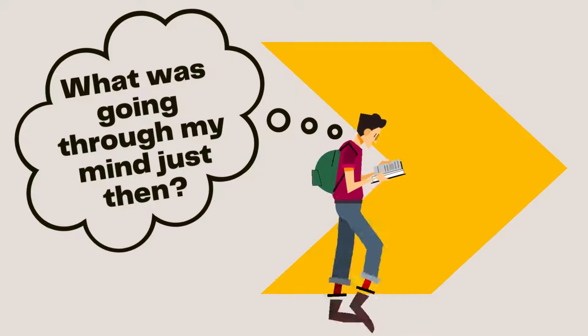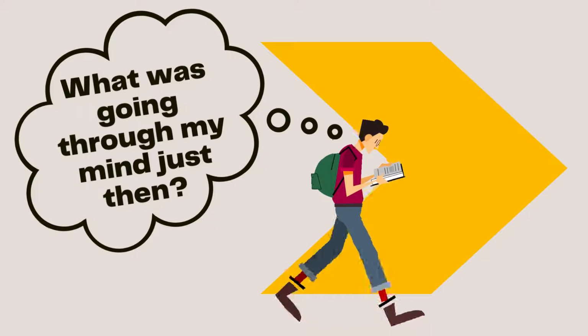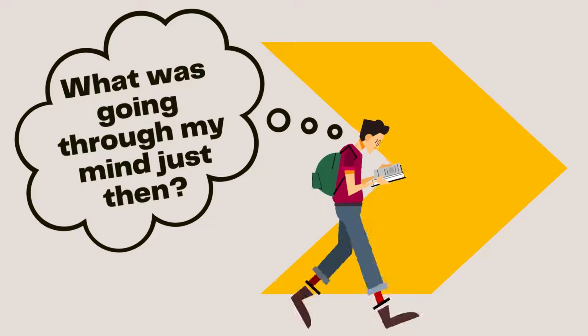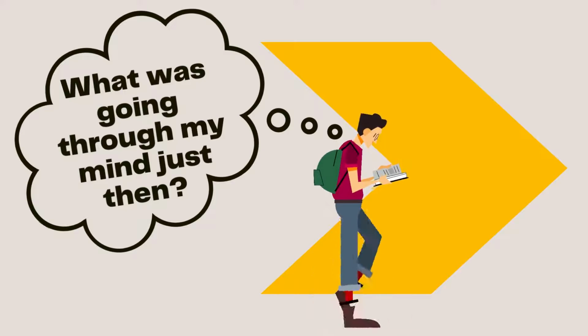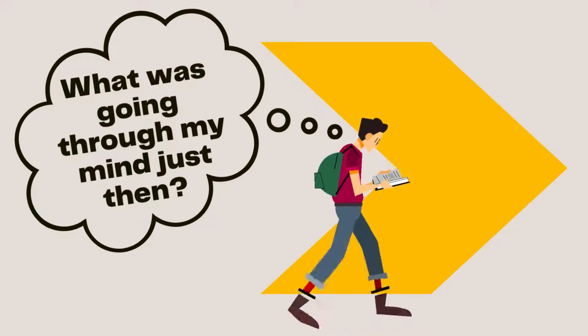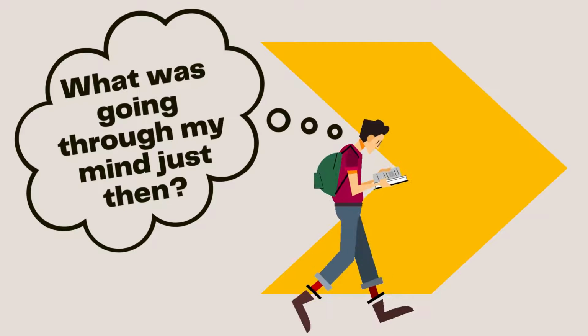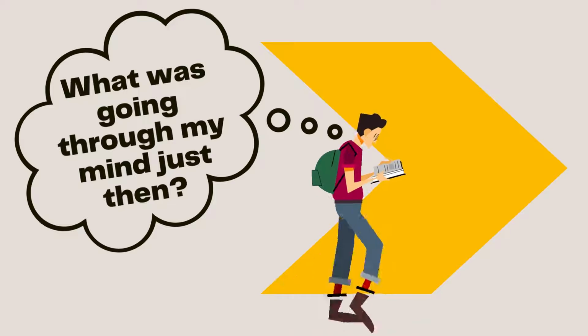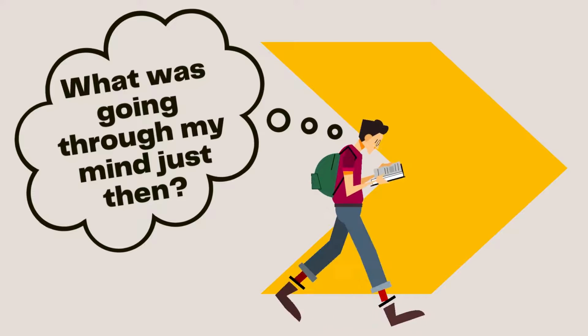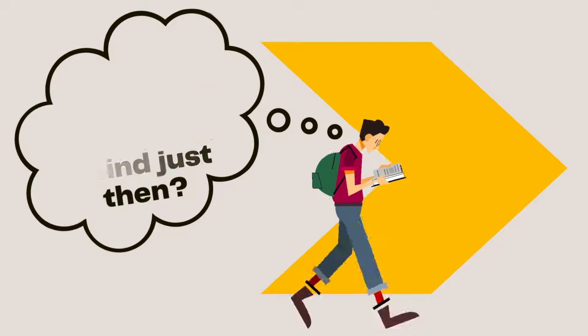An easy way to start doing this is starting with noticing random and quick changes in your mood and asking yourself, what was going through my mind just then? With this practice, you may find that certain types of thoughts contribute to changes in your mood. Look for patterns in your thinking or judgment words.